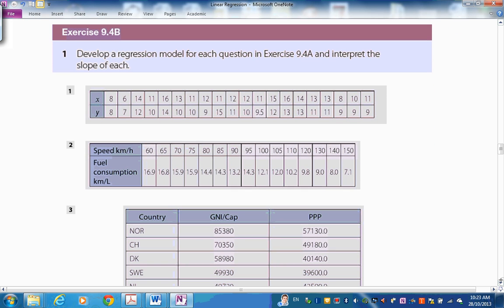These are again from Pearson's. You can check the textbook there, it would be a good idea. The first question in 4B is to describe or develop a regression model for each question in exercise 9.4a and interpret the slope of each. I've extracted the data from 9.4a, so you might just check that from the book. One was just X and Y. X is independent, Y is dependent. Here, speed and fuel consumption. Speed was independent, fuel consumption dependent.